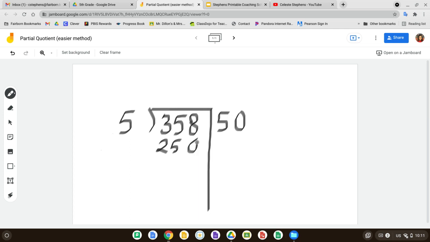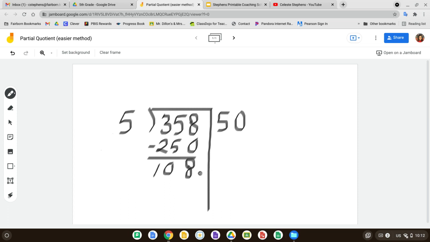And if they don't choose 50, if they choose 10, whatever they choose is fine. It doesn't matter as long as it's smaller than that 358. And you write that number over to the right. So we'll subtract and say, okay, well, let's see what we have left. So here we have 108 left. And again, your numbers might be different because they might have chosen a number smaller or bigger than 50, and that's okay.